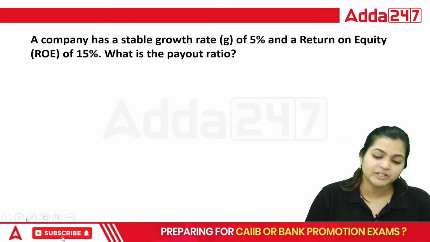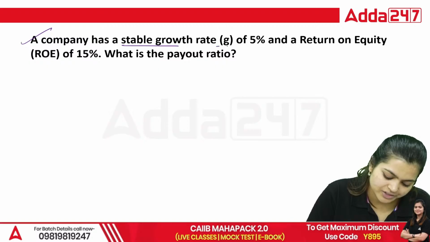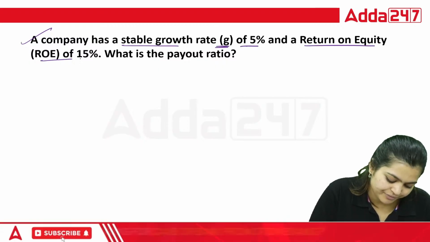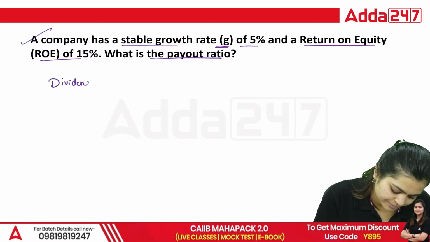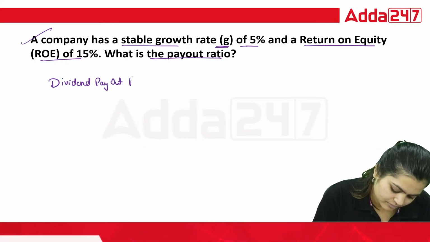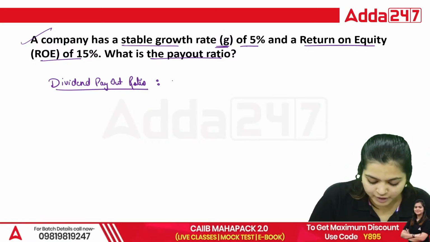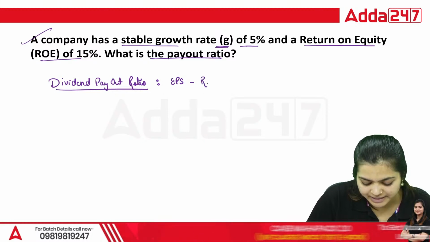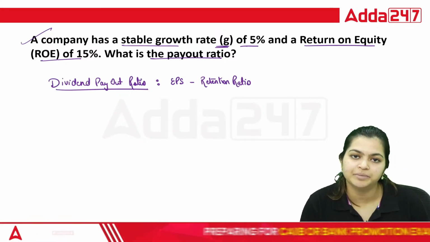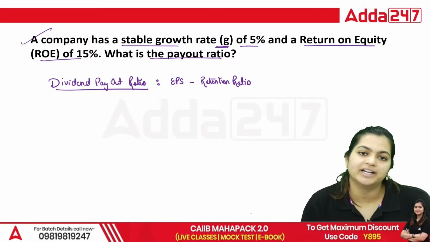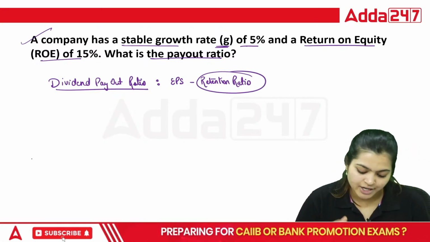Now, coming to the next one, a numerical question, let's solve it together. A company has a stable growth, g, of 5%, return on equity 15%. They are asking about the payout ratio. Payout ratio means your dividend payout ratio. So how do we calculate this dividend payout ratio? If we know the earnings per share, we can deduct the retention ratio and you can get this dividend payout ratio. But the problem is we do not have this retention ratio.